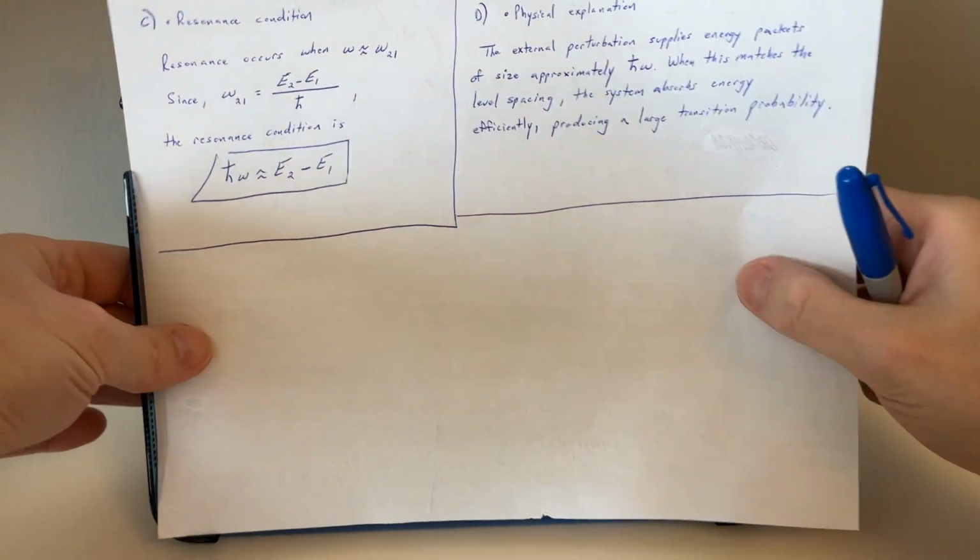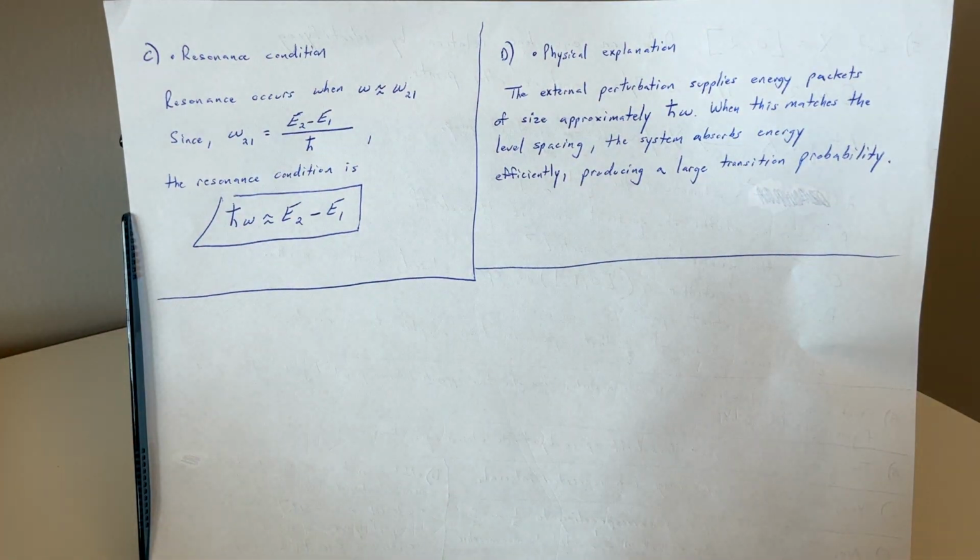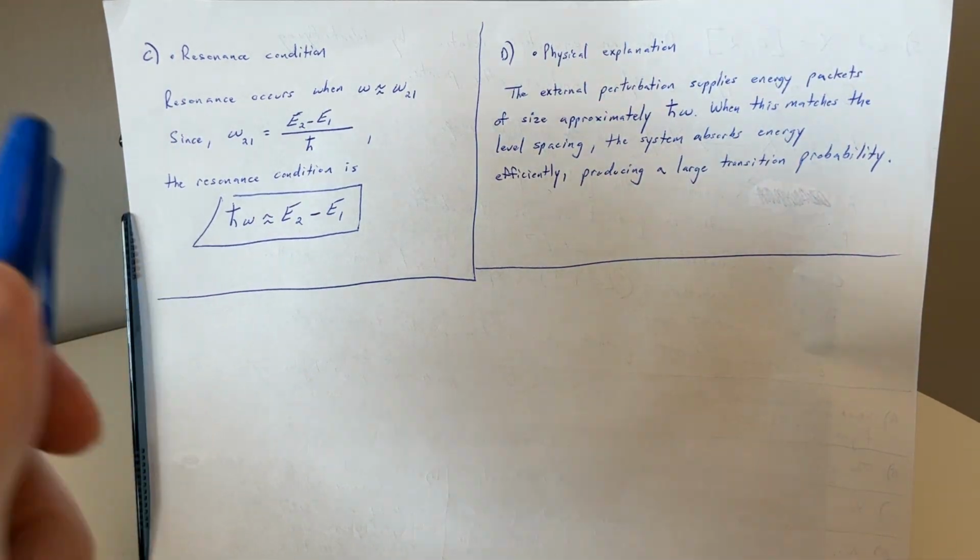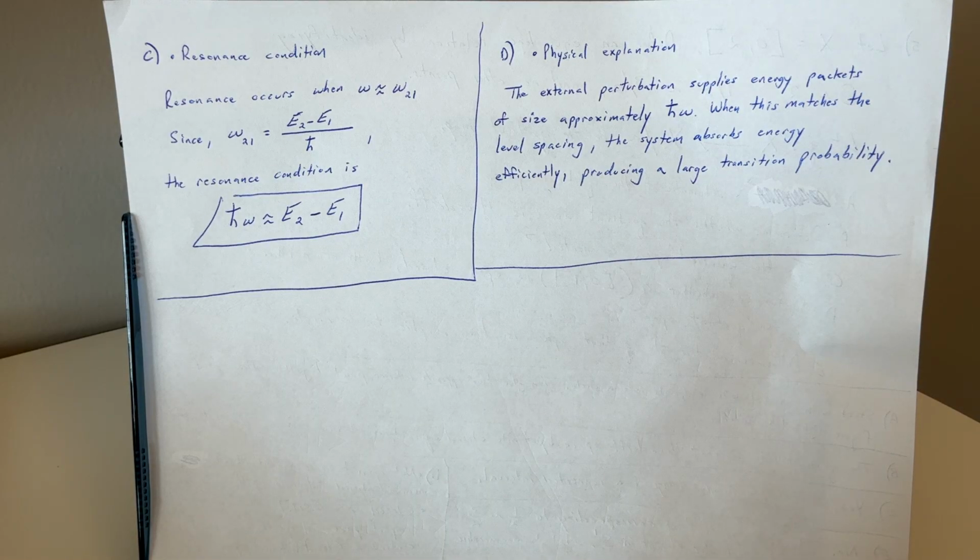Moving along to part C and D. For part C, we want to show that the resonance occurs when h bar omega equals the difference between E sub 2 and E sub 1. So resonance occurs when our omega is approximately omega sub 2 1. Since omega sub 2 1 is E sub 2 minus E sub 1 over h bar, the resonance condition is h bar omega is approximately E sub 2 minus E sub 1.